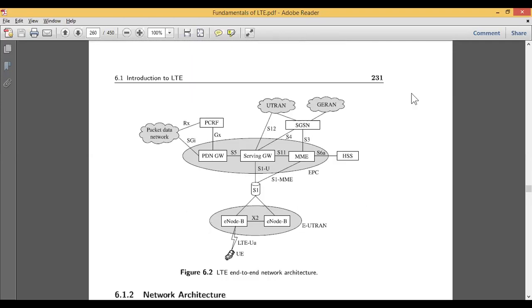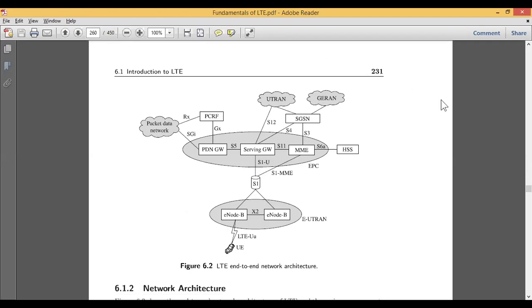Here you can see we have UTRAN. This is external, this is also external. If you want to have a connection between these, you should have some kind of interfaces. We have S12, S4, S3. They have just given numbers where there is a connection to the other cells. But the major part will be the S1 and X2 interfaces.